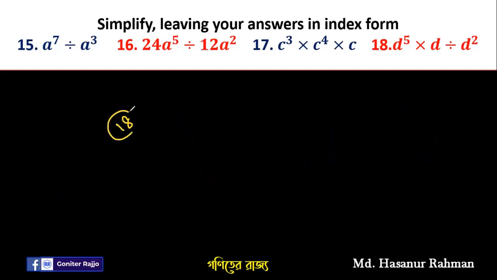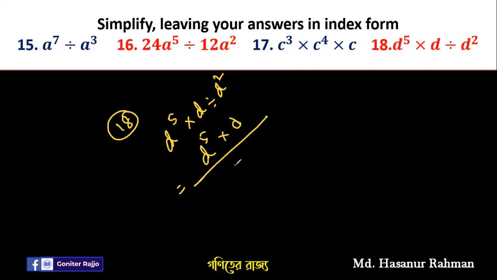Now, number 18. Number 18 says d to the power 5 multiplied by d divided by d squared. So, there is a multiplication and division. So, we can write it in this way. d to the power 5 multiplied by d, divided by d squared. So d to the power 5 can be divided by d square. It will be d cube. So d cube multiplied by d, that will be d to the power 4. That will be our answer.